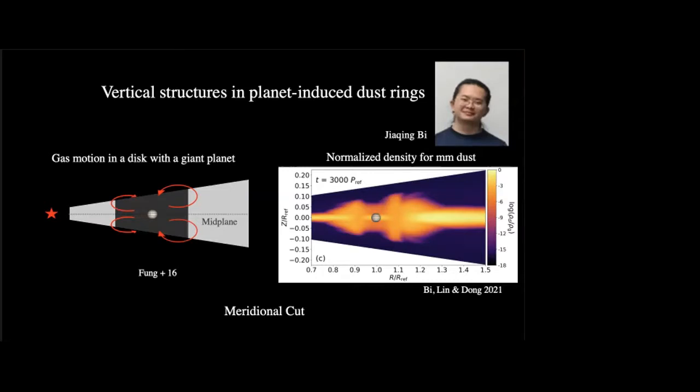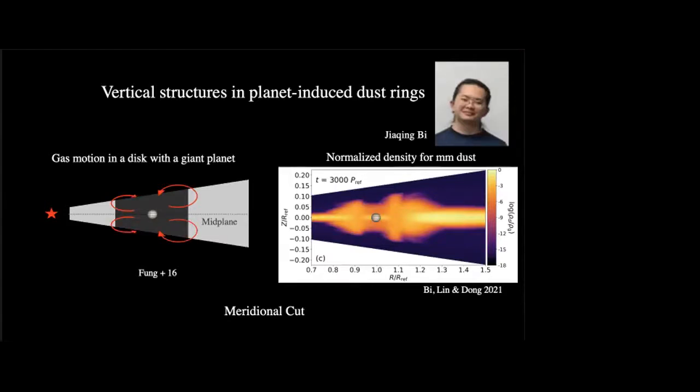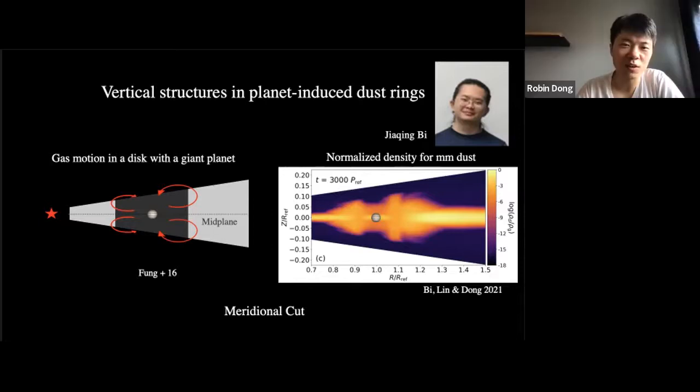So these are two-fluid simulations. Correct, with a single grain size. That's right. Okay, and so you start off with a vertically settled distribution, and then this is for a planet that's what, a Jupiter mass, 5 Jupiter masses? Right. So this one looks like a Jupiter, but it's actually a Saturn mass planet.